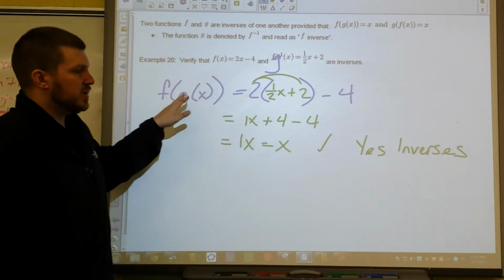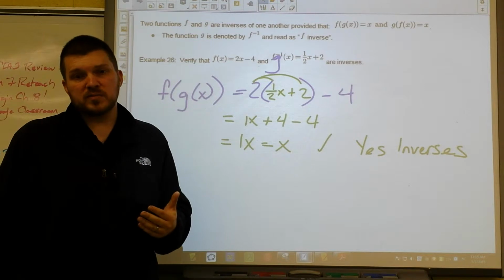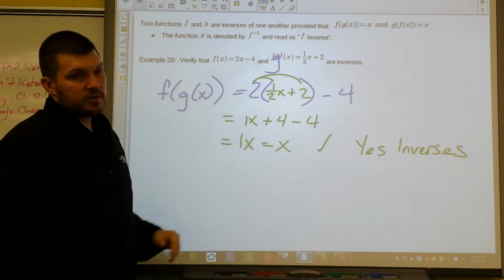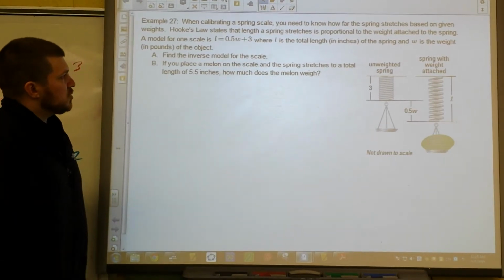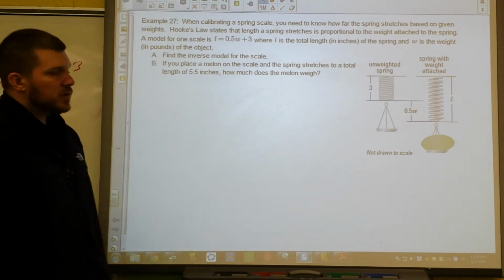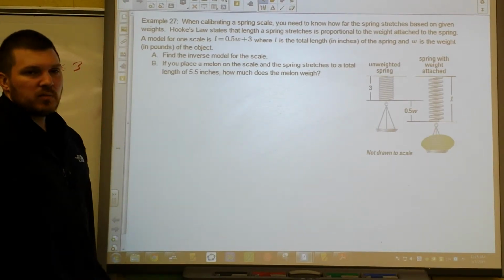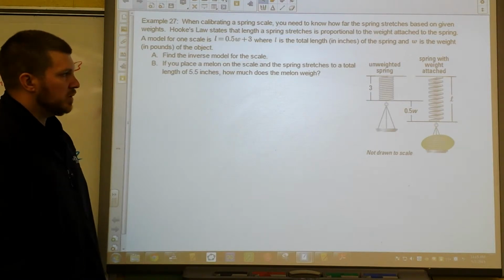Again, if you need help with this composition idea, you're going to have to come and see me individually because this is something you should know how to do from earlier classes. In example 27, we have a word problem. Don't freak out. All we're going to do is just read it and then mostly focus on the equation and what the letters represent in that equation.